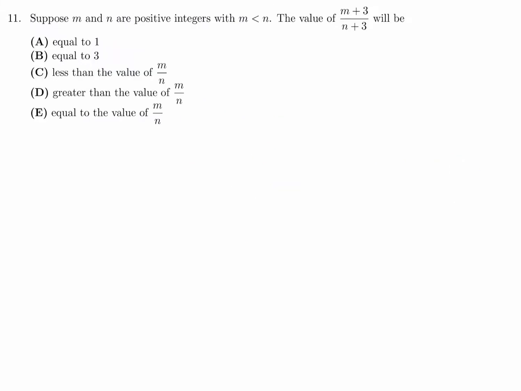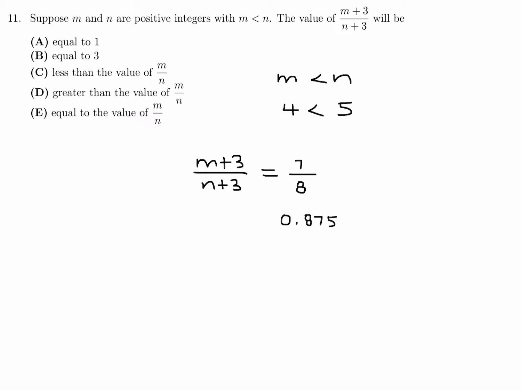Suppose m and n are positive integers with m less than n. The value of m plus 3 over n plus 3 will be... Well, as always, just choose some numbers, and then we can see what this will result in. So I'll choose 4 and 5 for m and n. So this expression, m plus 3 over n plus 3, becomes, if m is 4, 7, and if n is 5, 8, so 7 over 8. And in terms of a decimal, that's 0.875.